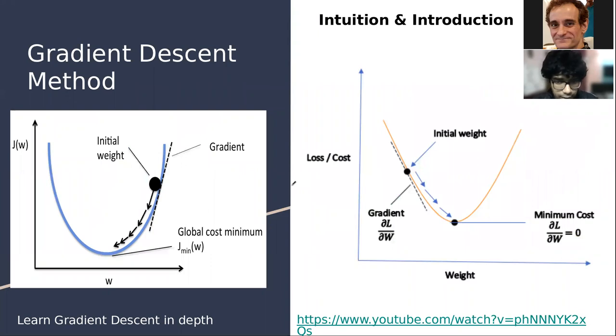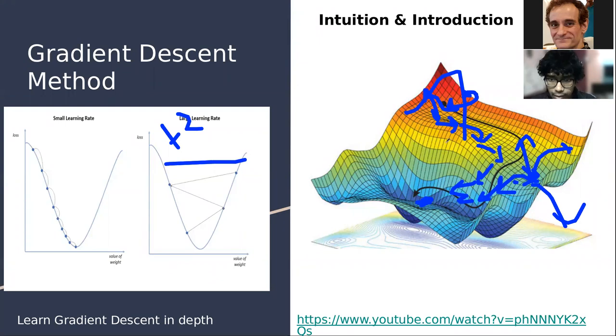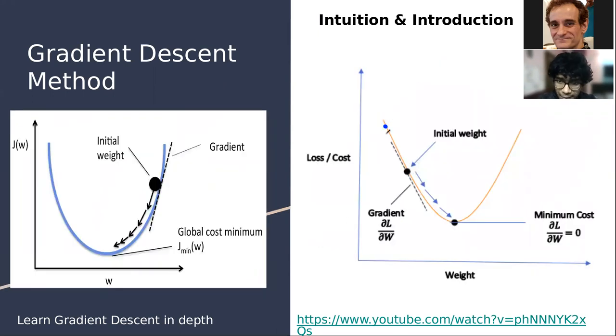But these are just visualization things. Actually, this is what happens. You never know what the curve is. You just have points. The machine does not know what the curve is. So how do we obtain such U-shaped things? How do we obtain them?